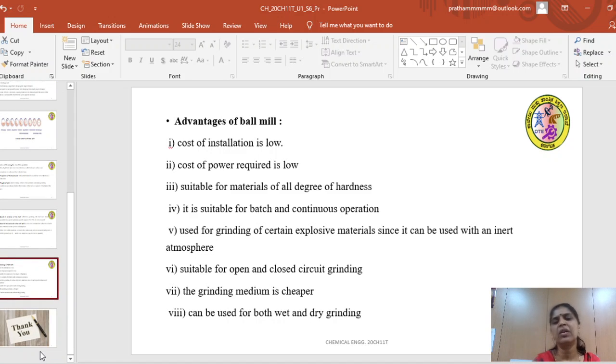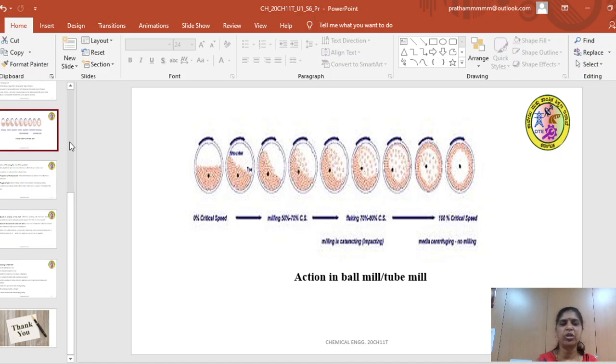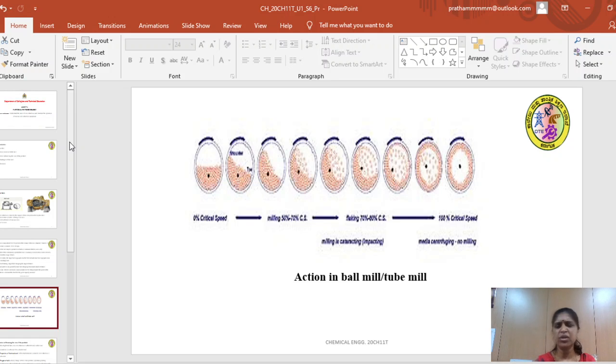The question that would be asked in the exam is, what are the advantages of the ball mill? If 5 marks are asked, writing 5 to 6 points is enough. If 10 marks are asked, you have to write all 9 or 10 points. Usually they will ask to sketch a ball mill, and sketch and explain the construction and working mechanism of the ball mill, and what is the action in a ball mill. The action in a ball mill or tube mill can also be asked. These are the various possible questions that could be asked for either 5 marks or 10 marks.